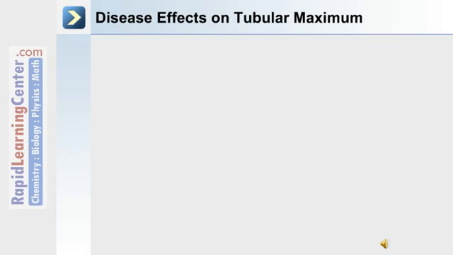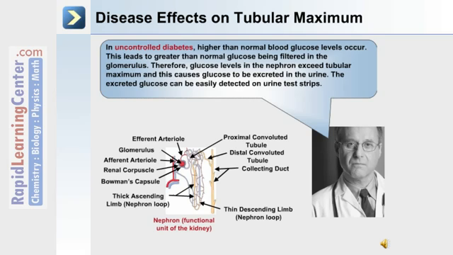Certain diseases can affect what's known as tubular maximum. For example, in uncontrolled diabetes, higher than normal blood glucose levels occur. This leads to greater than normal glucose being filtered in the glomerulus. Therefore, the glucose levels in the nephron exceed the tubular maximum, that's the maximum reabsorption rate, and this causes glucose to be excreted out of the body in the urine. The excreted glucose can be easily detected on urine test strips.